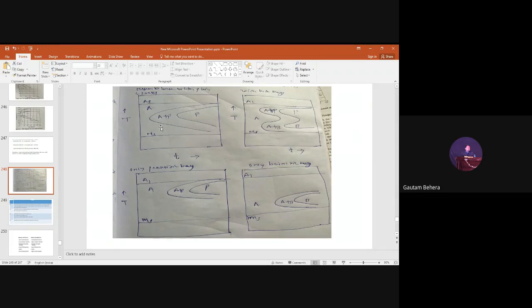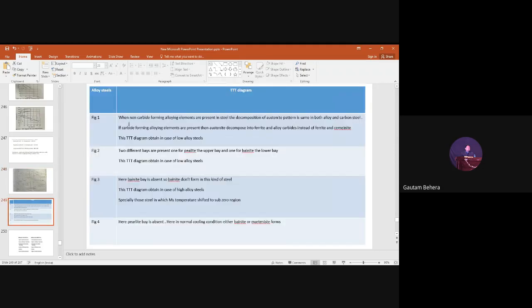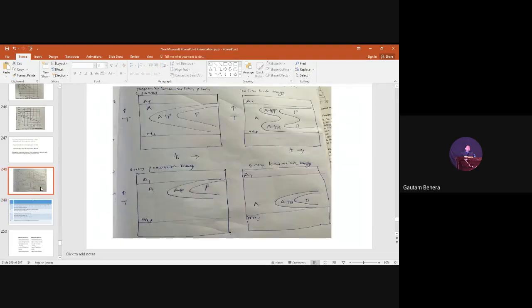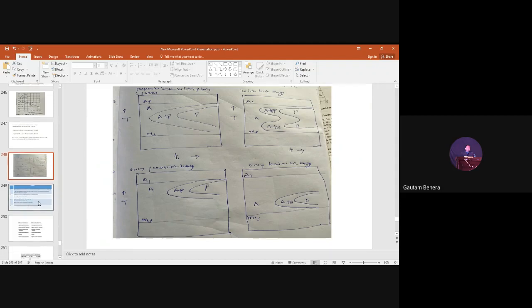If we have this kind of TTT diagram, we can see that we do not have any carbide forming elements basically. If carbide forming elements are present, then austenite decomposes into ferrite and alloy carbide instead of ferrite and cementite. Okay. And this TTT diagram is obtained in case of low alloy steels, when the alloying content is very low and we have basically non-carbide alloying elements.